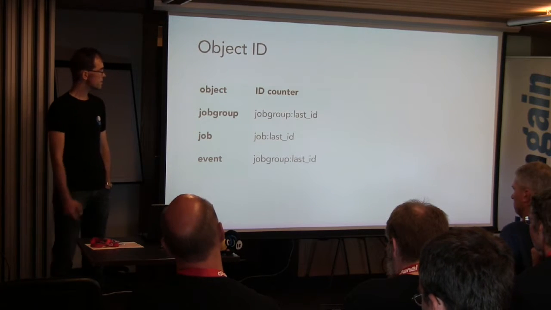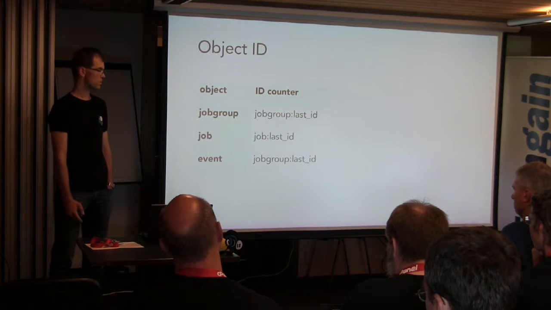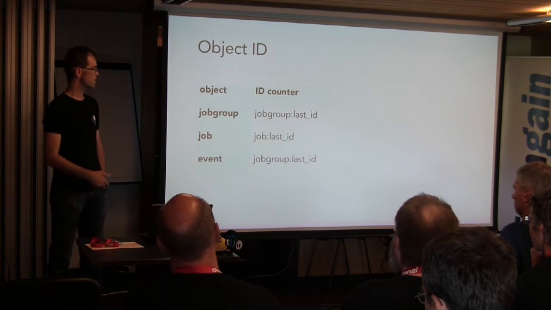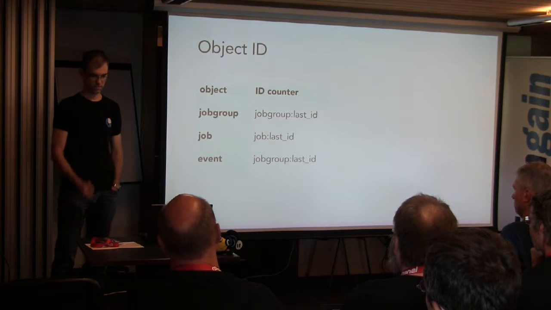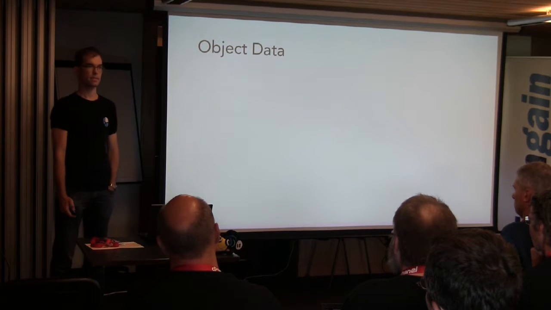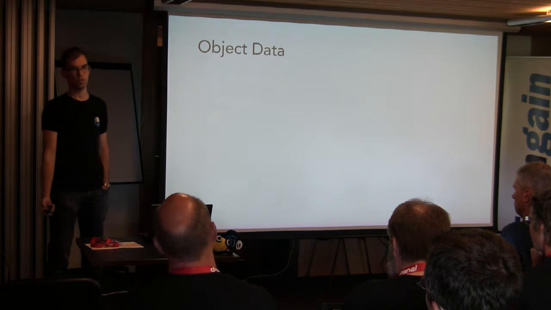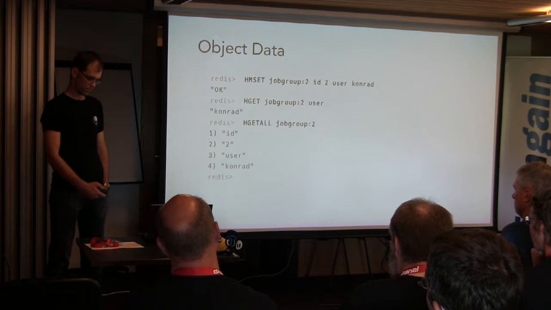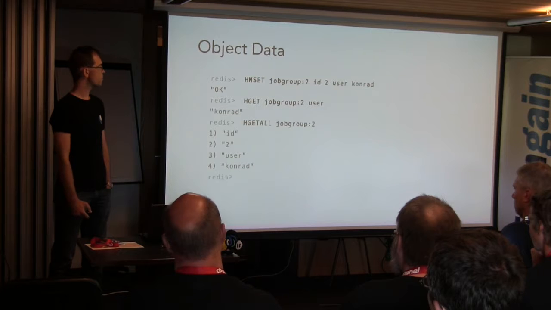As you see here, it's rather common in the Redis world that you separate the different elements of a key name by a colon. Next, I need the object data. As a Perl programmer, I take a hash, which is also supported by Redis.